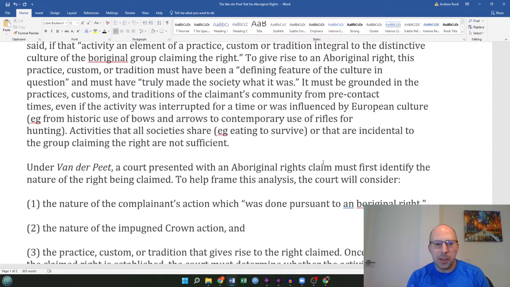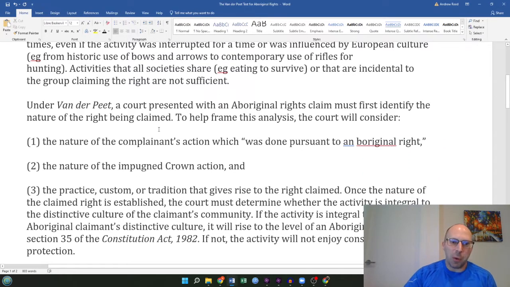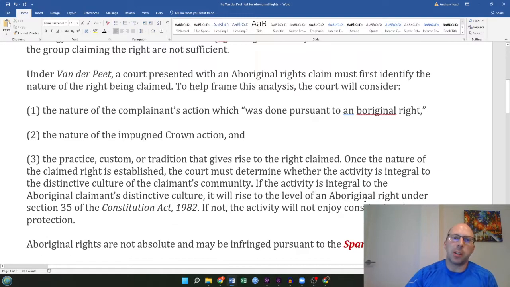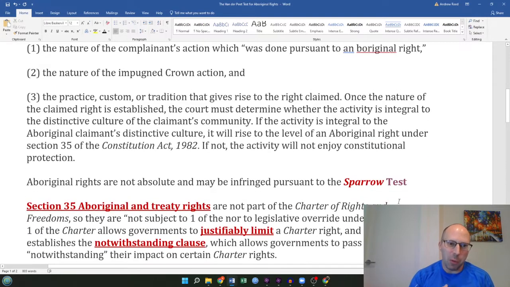So under Peet, a court presented with an Aboriginal rights claim must first identify the nature of the right being claimed. To help frame this analysis, the court will consider: 1. The nature of the complainant's action, which was done pursuant to an Aboriginal right, 2. The nature of the impugned Crown action, and 3. The practice, custom, or tradition that gives rise to the right claimed.